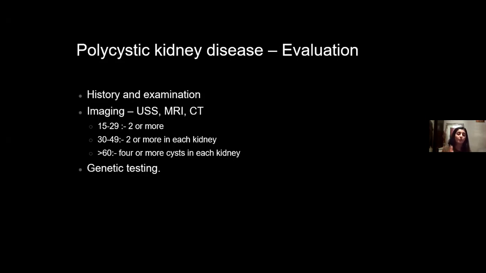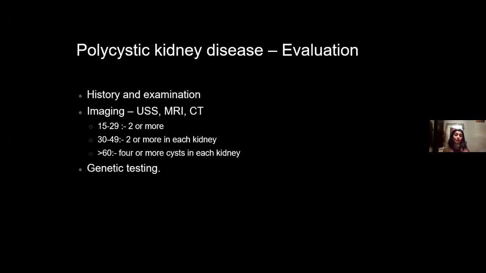With this kind of condition, the older the person gets, the more cysts you'd expect them to have. So it's a progressive condition. From the ages of about 15 to 29, you'd have 2 or more cysts in one kidney. From the ages of 30 to about 50, you have 2 or more cysts in each kidney. And by the time you're over 60, you should have 4 or more cysts in each kidney.